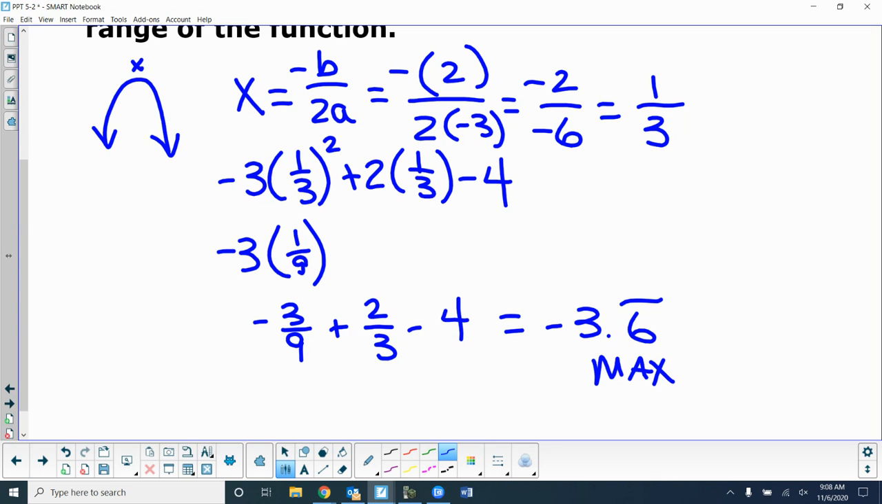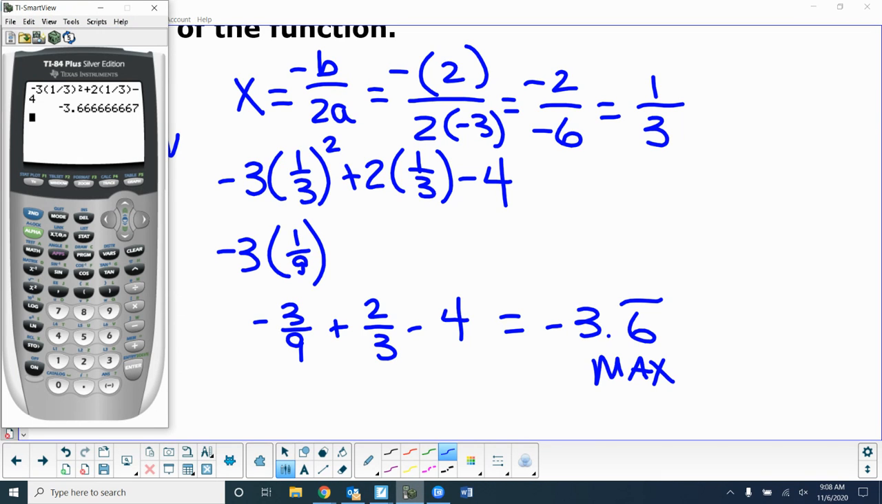Or, let me show you something. You can change this back to a fraction if you want. You hit the math button, and then hit enter twice. So negative 11/3.